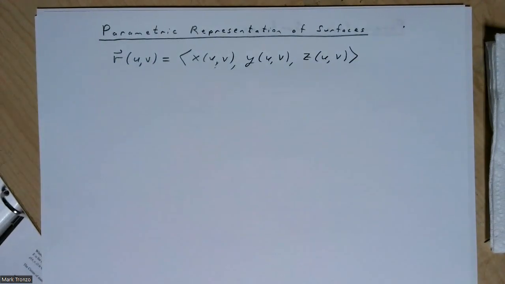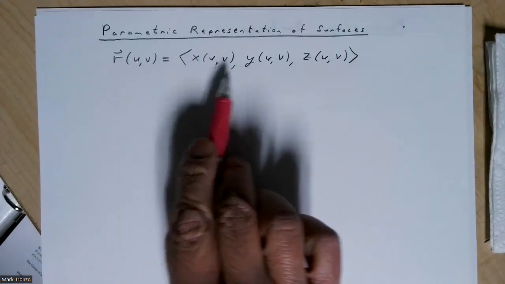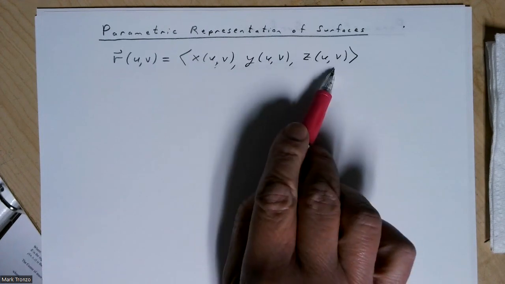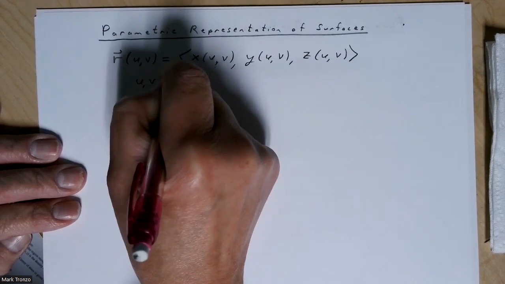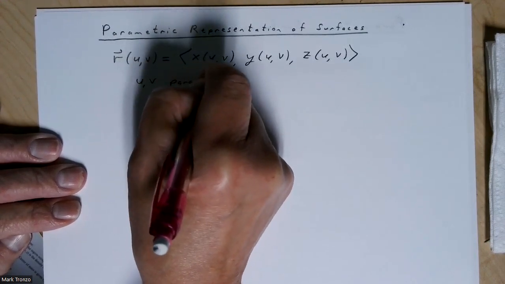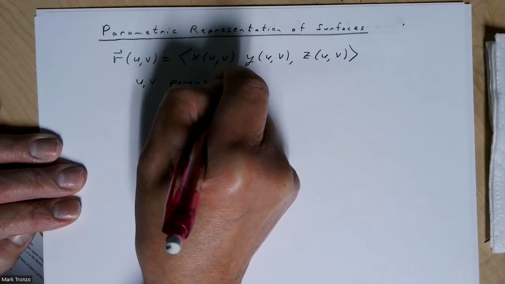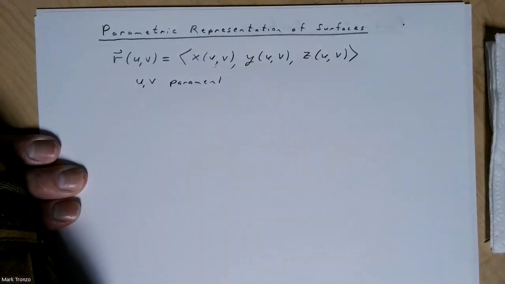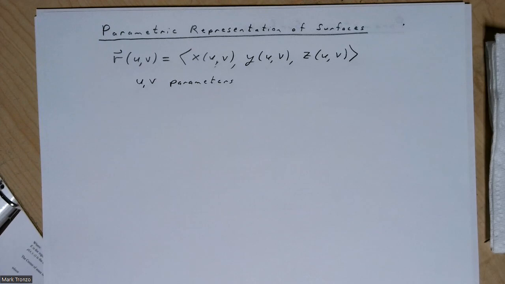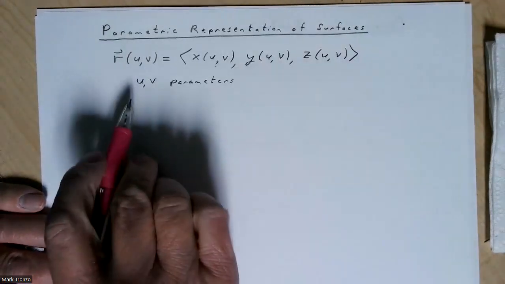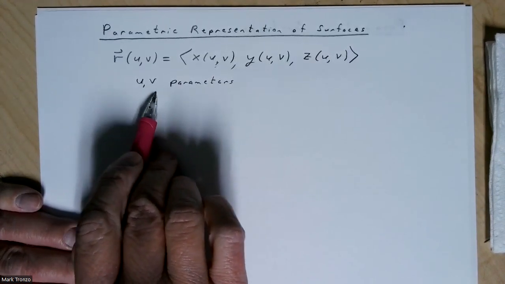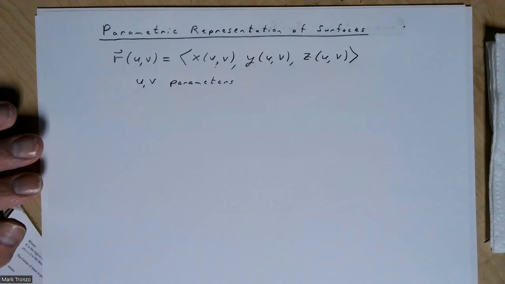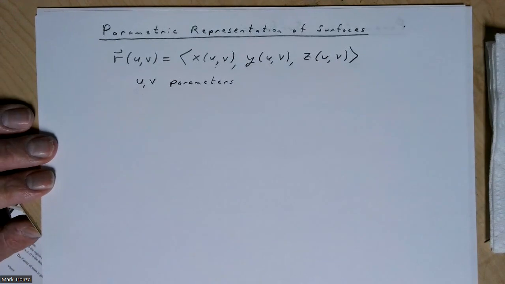So we'll have a surface represented this way, where this is a function of u and v, this function of u and v, and this function of u and v, where u and v are parameters. Again, it's much like what we're doing with curves, except there we had one parameter t. Here we have two parameters. We're going to call these u and v. And there are several types of parameterizations you could use.